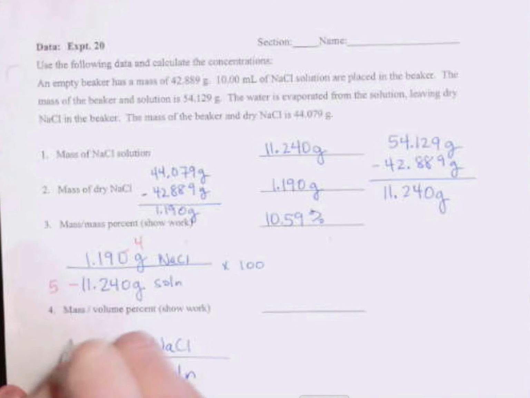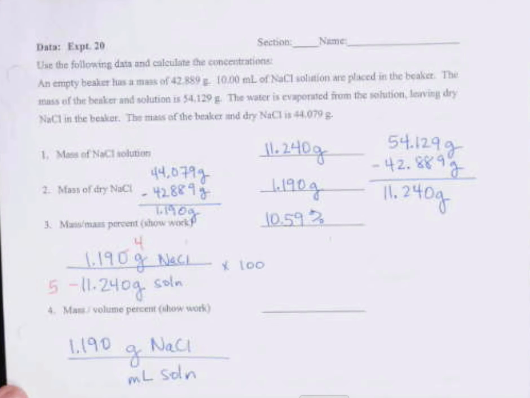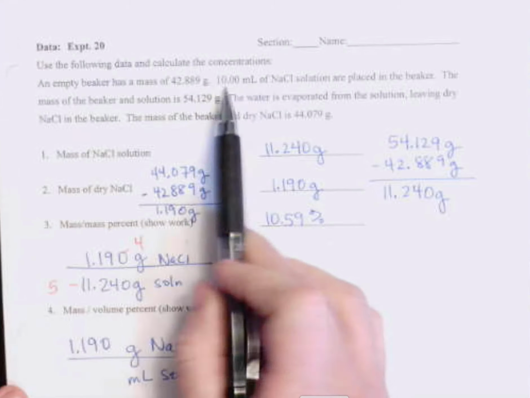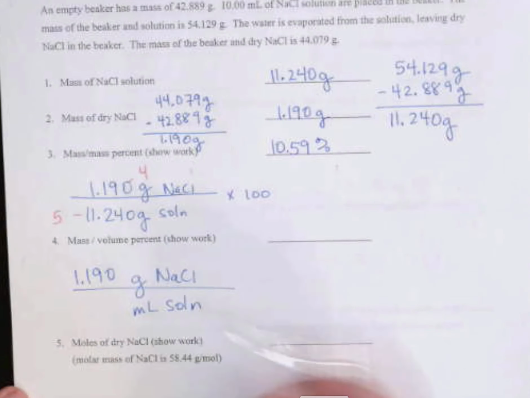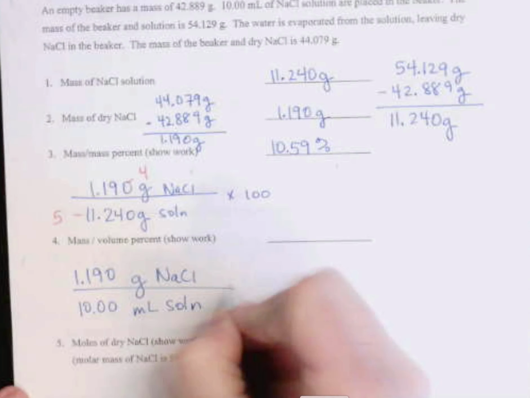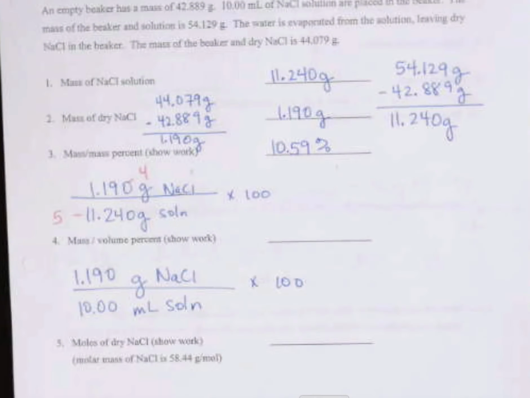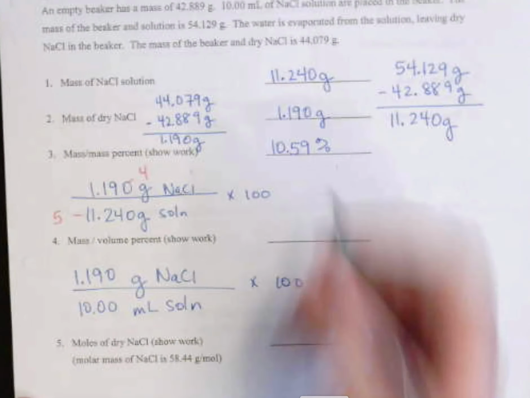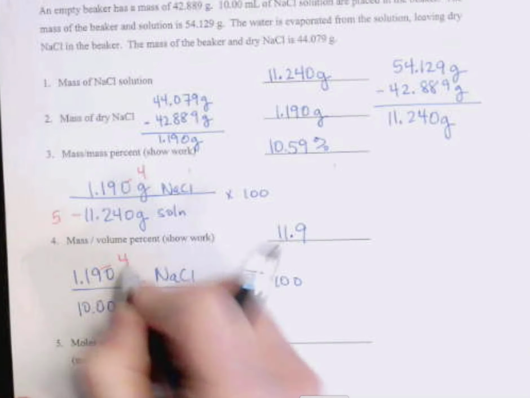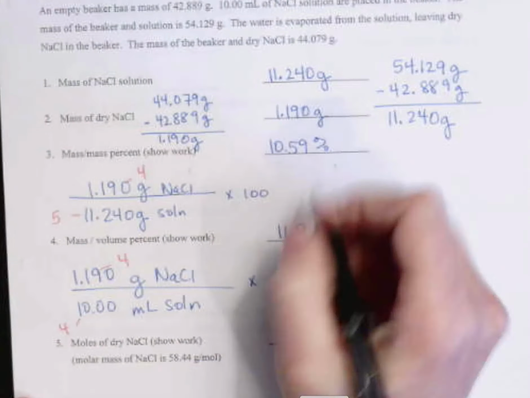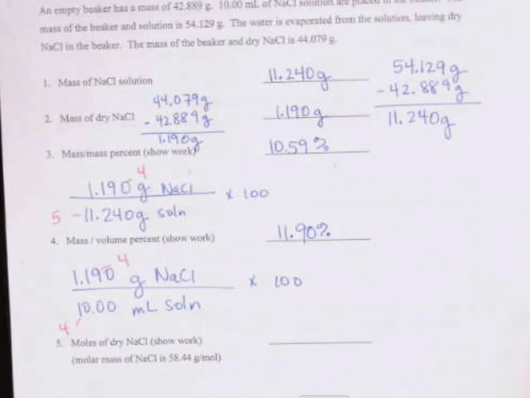All right, mass volume, grams of NaCl over milliliters of solution. So we know 1.190. We'll use that again. The milliliters are right here, so it's back in the question. So 1.190 over 10.00 times 100. So we get 11.9. We have 4 sig figs here, 4 sig figs here. Our answer must have 4 sig figs.